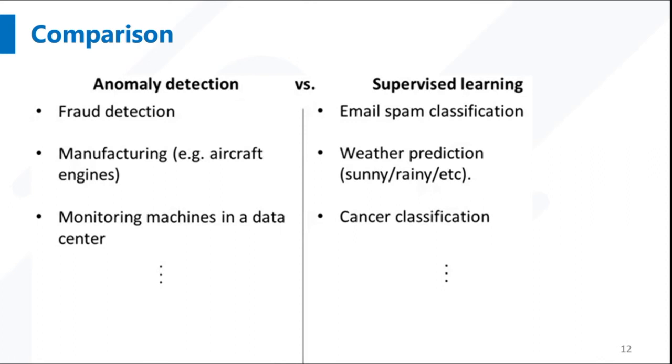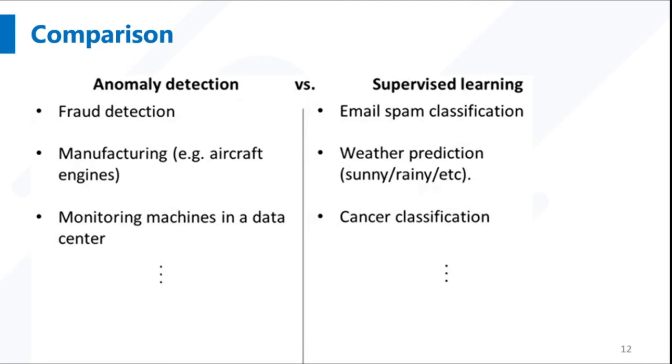But if your manufacturing process is such that there is a possibility of a huge number of faulty engines, then you should take this particular problem to supervised learning. Similarly, for monitoring machines in a data center, the same principle applies: you should decide whether to keep it in anomaly detection or move to supervised learning.